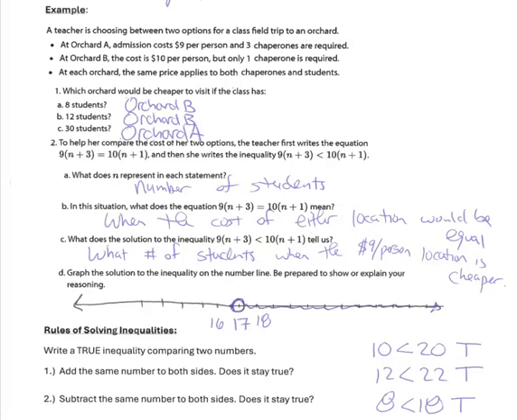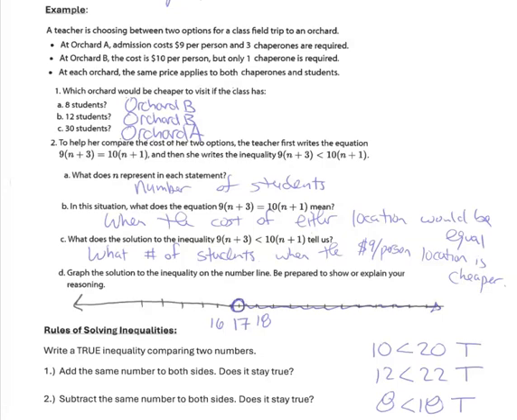And it depends on how many people are actually going to figure out what is the better deal. We then went and looked at part 2. Part 2 says to compare the 2 options, the teacher writes the equation and the inequality. It then says, what does n represent? And when we look at this, n is just talking about the number of students.